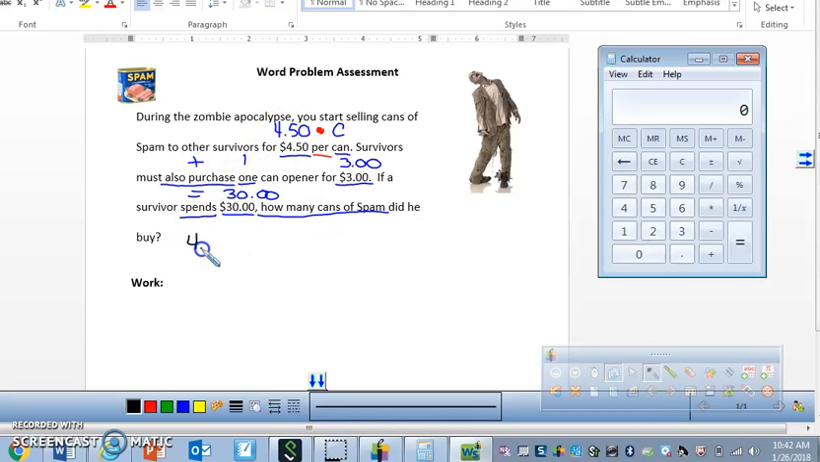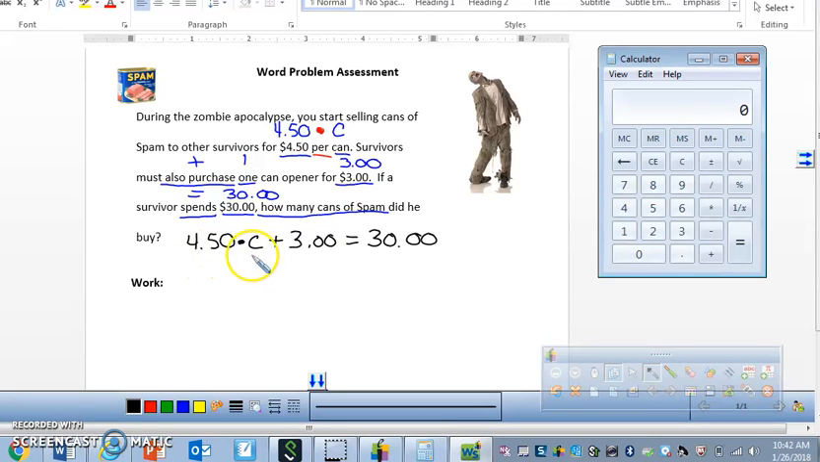So $4.50 times C, that's for my cans, plus $3 equals $30. And now I have my equation set. However, I'm going to look right here.